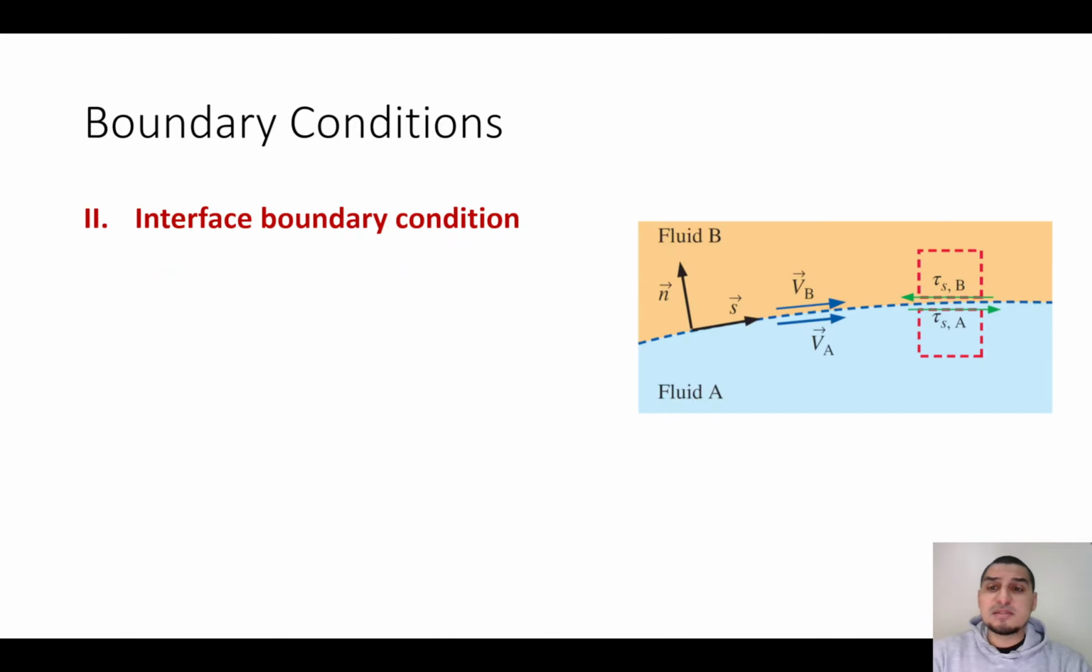The second is what we call the interface boundary condition. It's very similar to the no-slip boundary condition, but with one important difference: the no-slip boundary condition is related to a fluid in contact with a solid surface. Here we have a fluid in contact with another fluid. So we have fluid A and fluid B. Both fluids are flowing in, let's say, the right direction as we see here.